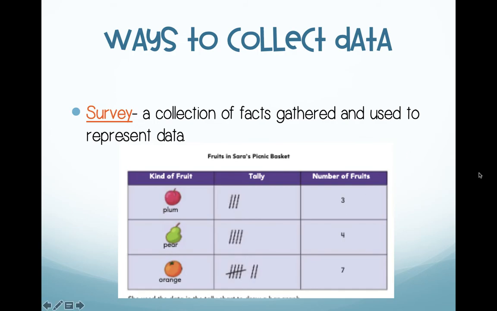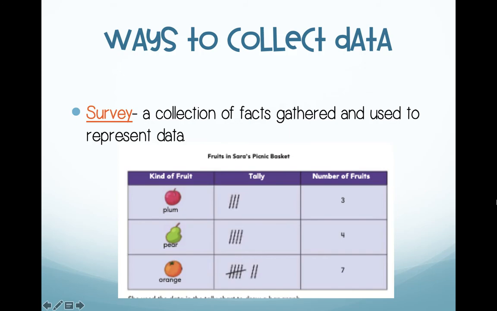So, ways that we collect data. Obviously, what you're going to do to collect your data is to ask your friends or your family questions about information that you want to gain. Once you do that, you can collect your data in, for example, a tally chart like the one at the bottom. This says fruits in Sarah's picnic basket. You can see the kinds of fruits listed here: plum, pear, and orange. I don't know if Sarah conducted this survey, but she collected her information using tally marks. We can see that there are 3 plums in her picnic basket, 4 pears, and 7 oranges.